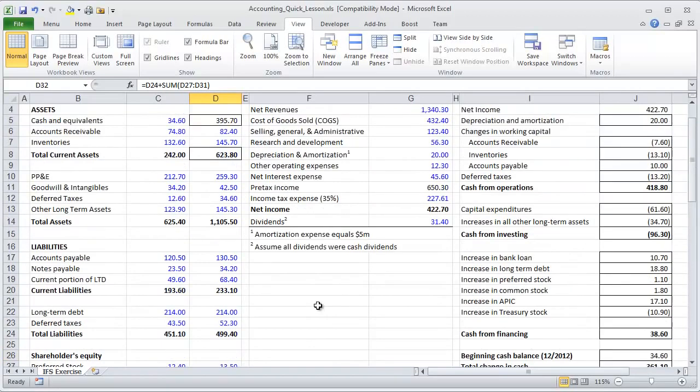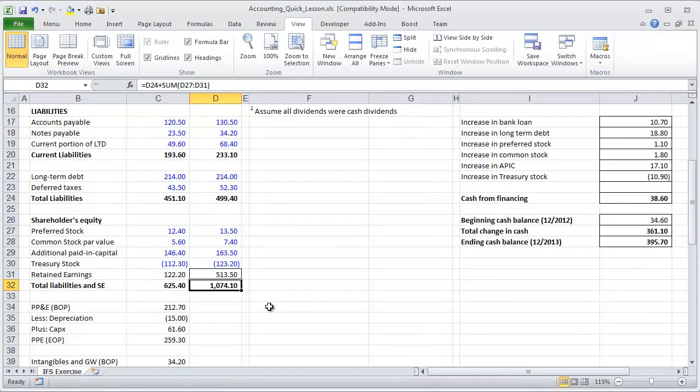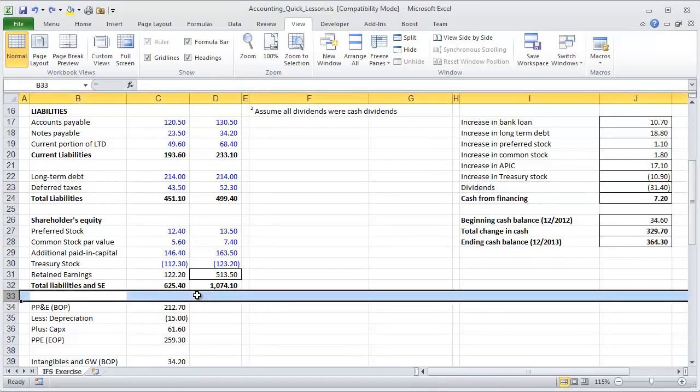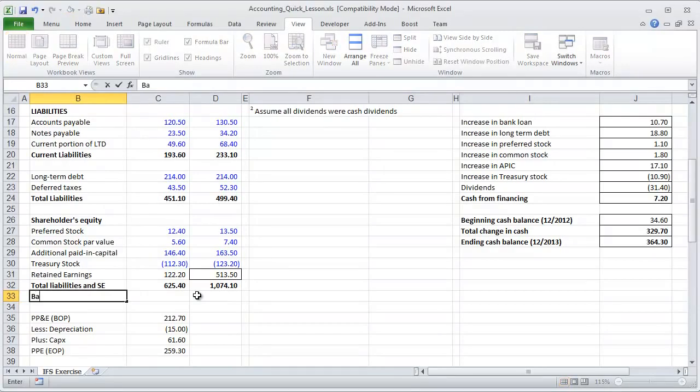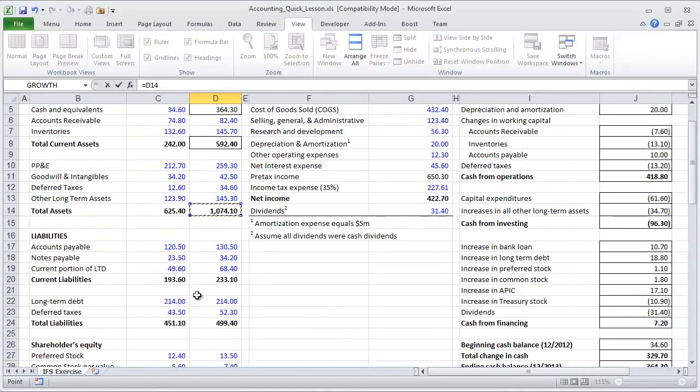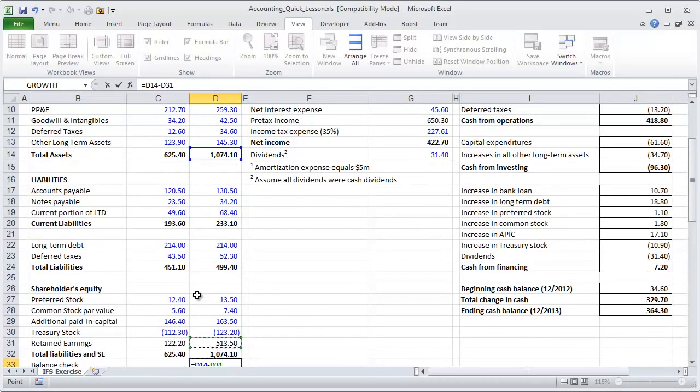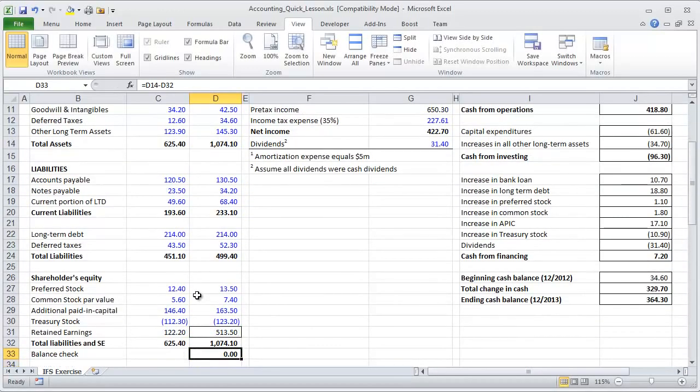And that's the main takeaway, that you know that you got it right when the model balances, when assets equal liabilities plus shareholders' equity. And in fact, what you'll see in many models, I'm going to add a row here. By the way, to do that, it's Shift Spacebar, Control Shift Plus to add a row. And you'll see a lot of actual complex models have what's called a balance check here to ensure that they did things correctly. And the way the balance check works is it looks at assets and subtracts from that liabilities and shareholders' equity to make sure that it equals 0. And if something went wrong, it wouldn't equal 0.